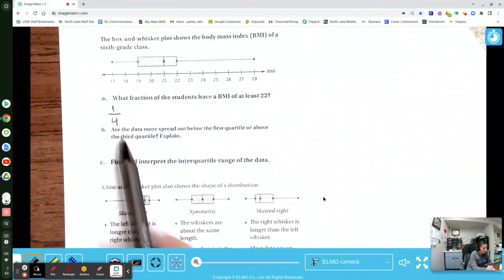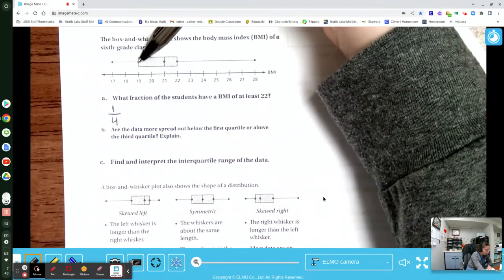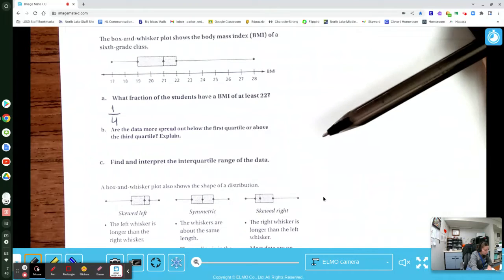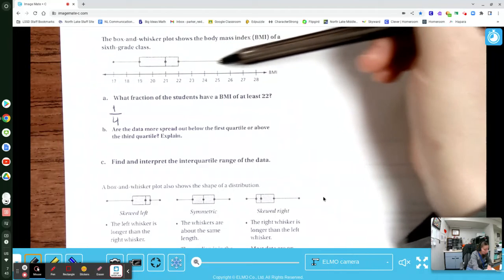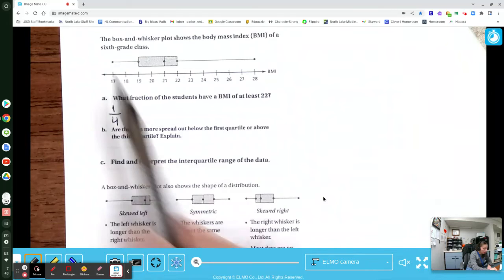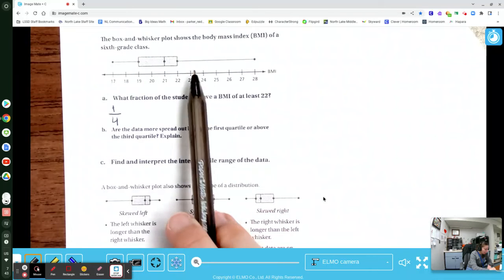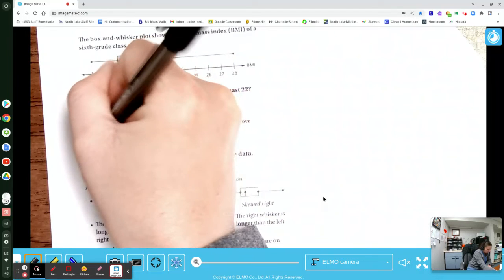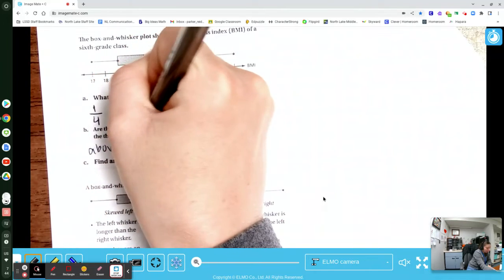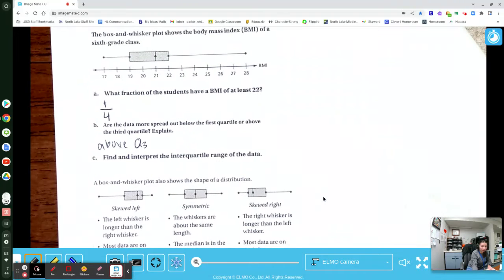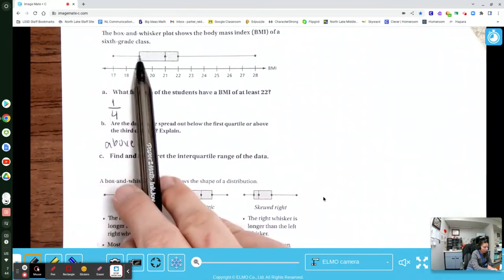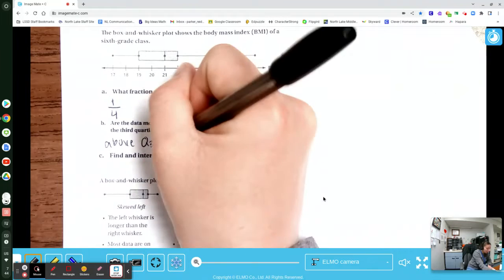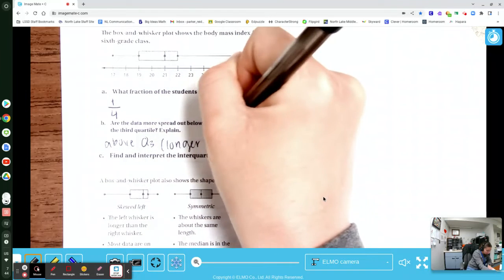Then it asks, are the data more spread out below the first quartile, so below here on that whisker, or above the third quartile, so above here, this whisker? Explain. So where do we think the data is more spread out? It's going to be above Q3, and that's because this is a longer whisker. It's showing that the data is more spread out. Because there's a quarter of the data here and a quarter of the data here, the same amount, but this whisker is longer, it's more spread out there.